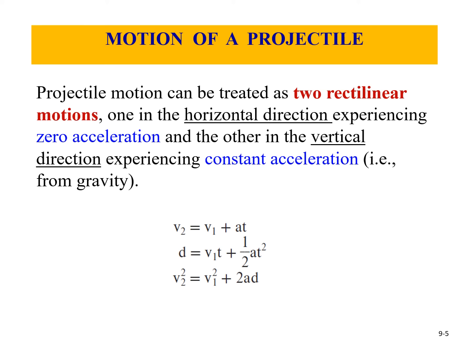Now, what is the only acceleration that acts during projectile? It's just gravitational acceleration. How much is the gravitational acceleration? 9.81 meters per second squared. If we are doing projectile, is this positive or negative? Negative, because it's pulling down.